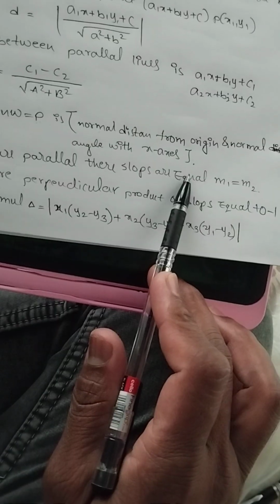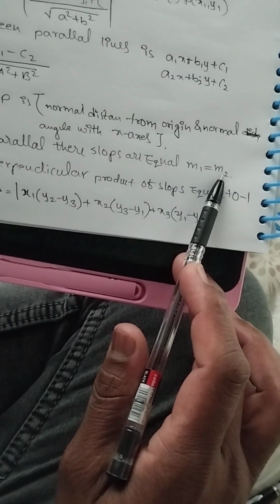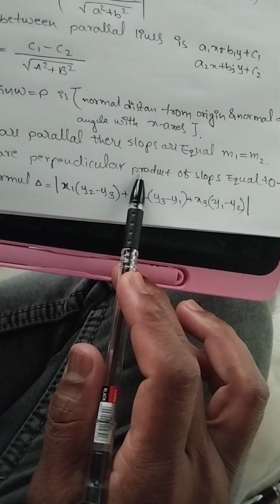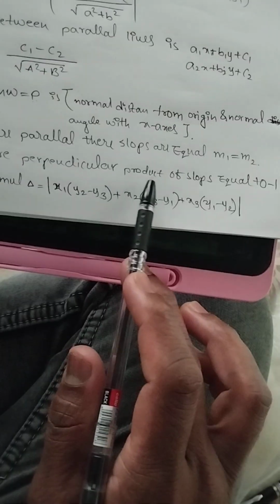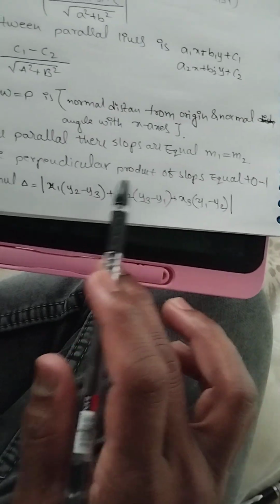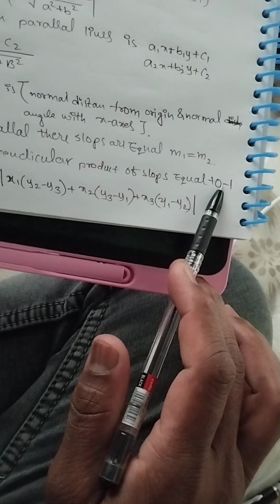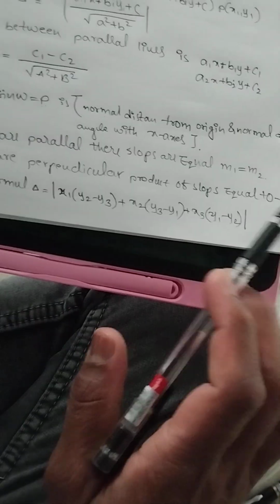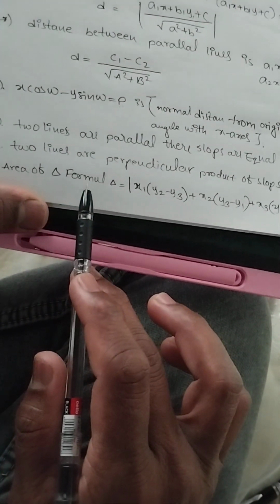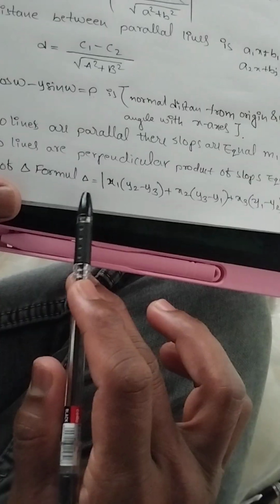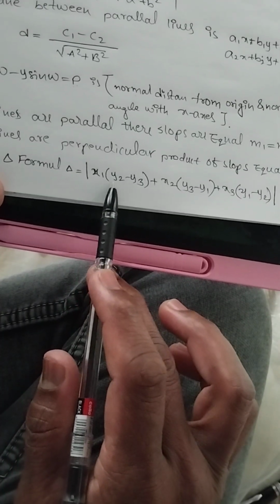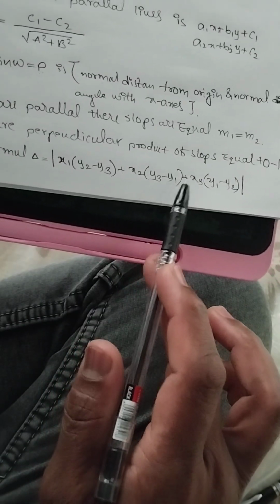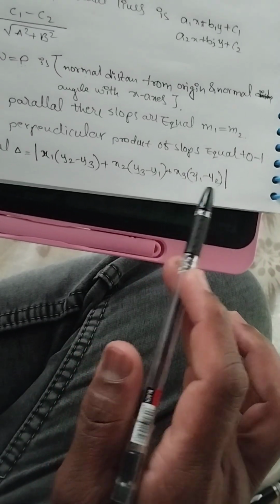If two lines are parallel, the slopes are equal, m1 equal to m2, we can choose directly. Then if two lines are perpendicular, the product of the slopes is equal to minus 1, that means m1 times m2 equal to minus 1. Then the area of the triangle formed by 3 coordinates: x1 times (y2 minus y3) plus x2 times (y3 minus y1) plus x3 times (y1 minus y2).